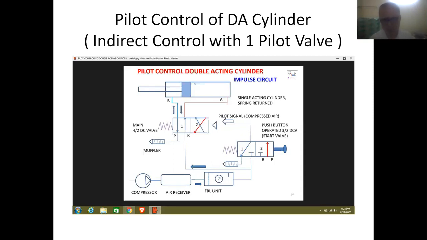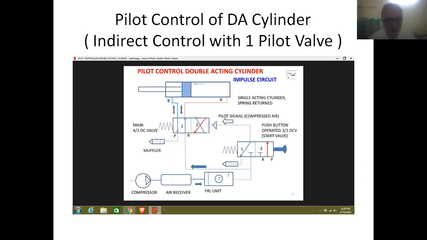So friends, as usual, when the DC valve comes to the first position, the inlet will be in contact with the first outlet, and the second outlet will be in contact with the exhaust. So therefore, the fluid will enter from the left-hand side of the piston and leave from the right-hand side of the piston. So that is used for performing the forward stroke of the piston. And similarly, in the second phase of operation, the DC valve will come to the second position.